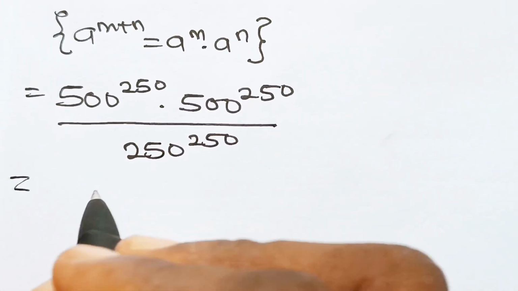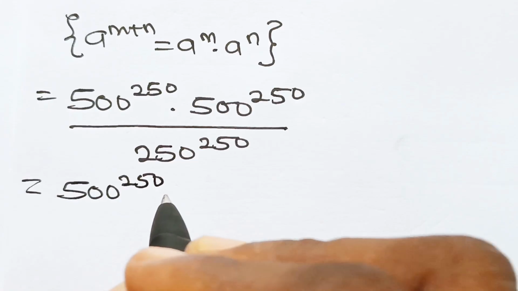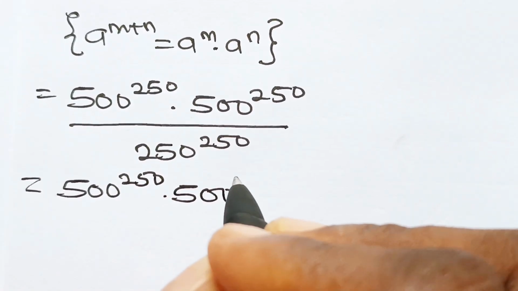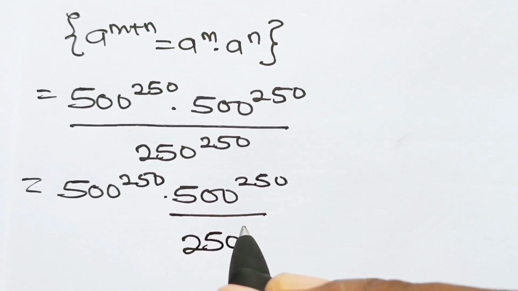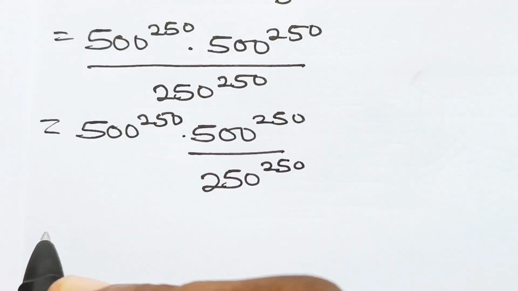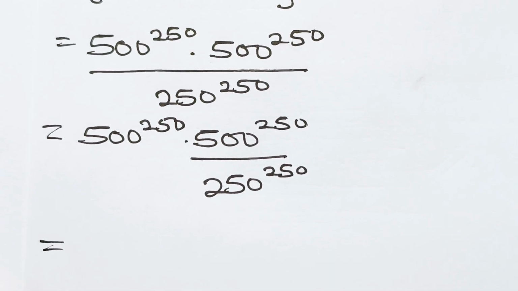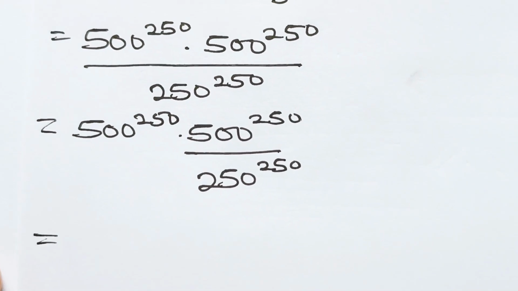And this is equal to 500 to the power of 250 multiplied by 500 to the power of 250 divided by 250 to the power of 250. Now, the third method that we use to solve this is very interesting, so I wouldn't like you to miss it for anything.